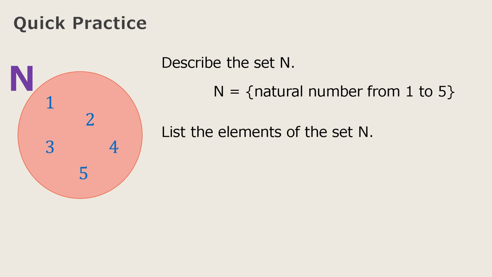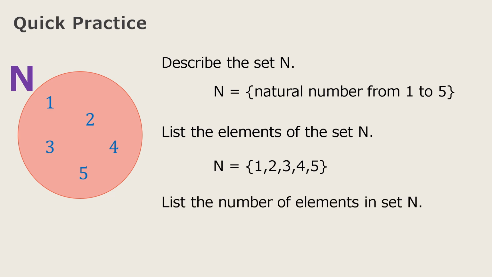What about this? List the elements of the set. Remember, when we're listing elements of a set, we're going to enclose them inside of curly brackets and separate them by a comma. So the set N is equal to curly brackets, the set of 1, 2, 3, 4, and 5. So these are the members of the set. List the number of elements in a set. Remember, the set notation tells me I have the small n, parentheses, the set name, is equal to, and then we have the number of elements. So in this set, we have 5 elements within the set.